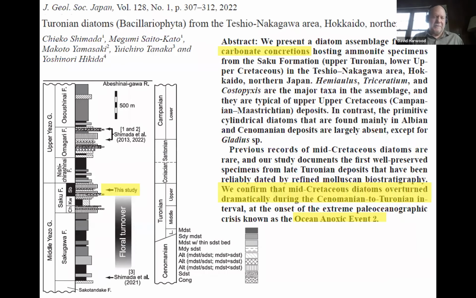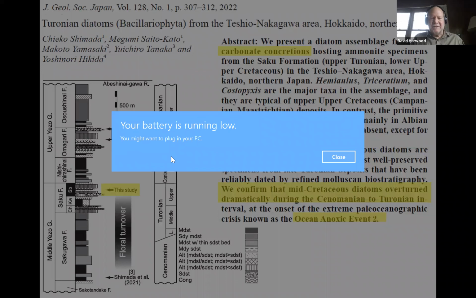Taking a step a little bit farther down, I'm going to show you this figure a couple of times, and we can see carbonate concretions, which is where these are coming from, and they are confirming with more detailed stratigraphic coverage across this interval that there does appear to be this floral turnover coming from the Cenomanian into the Turonian by comparing these two different deposits.